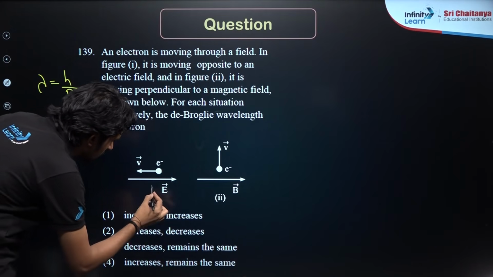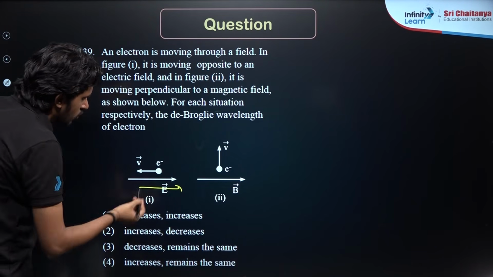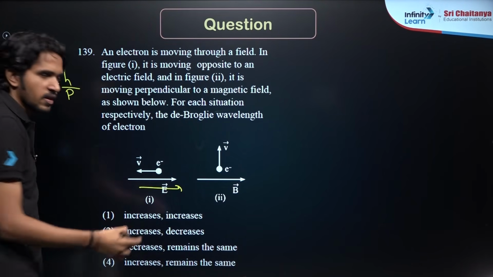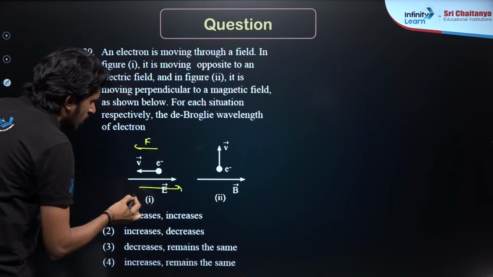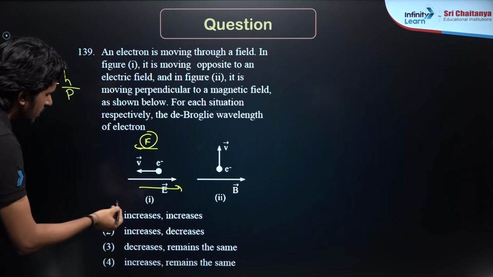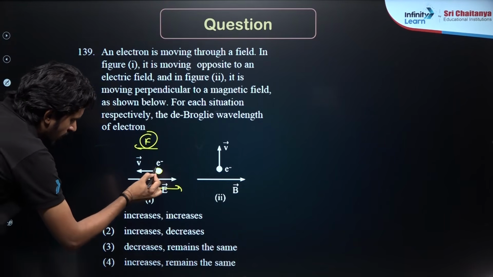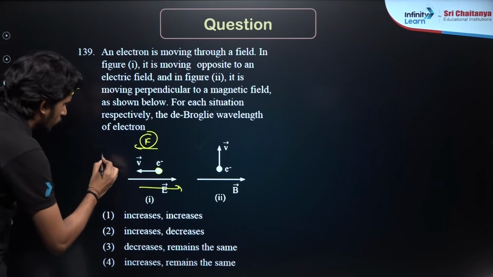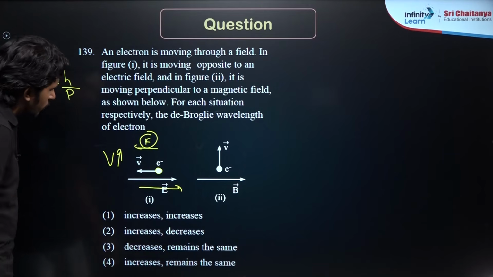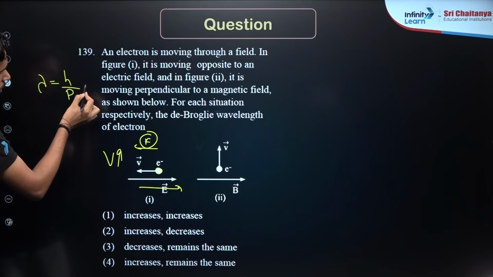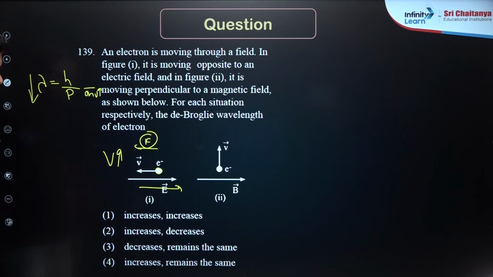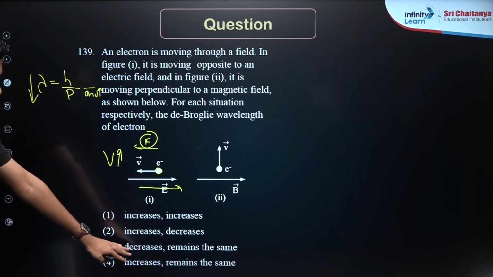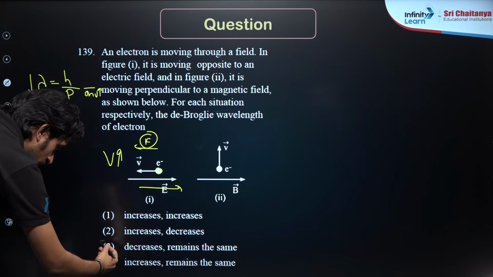In this case, the electric field is in this direction. The force on a negative charge, and the electron is a negative charge, means the force is in this direction. If the force is in this direction, then the electron is accelerating. Velocity is increasing, so momentum is increasing, which means the wavelength will decrease. Increases, decreases, increases. Option 3 will be the answer.